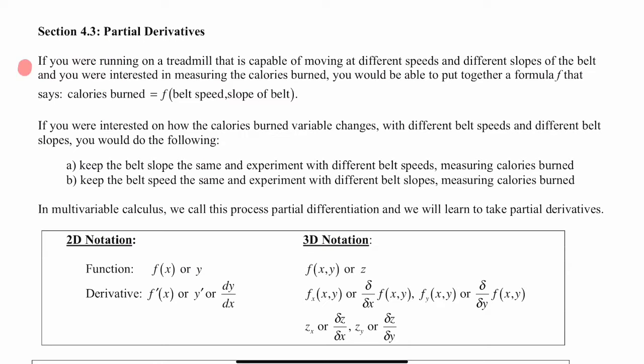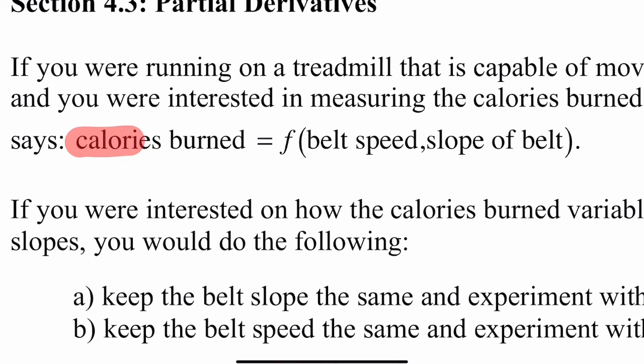So this reads, if you were running on a treadmill that is capable of moving at different speeds and at different slopes of the belt, and you are interested in measuring the calories burned, you would be able to put together a formula F. The function for calories burned is a function of two variables. Belt speed is a variable, and slope of the belt is a variable.